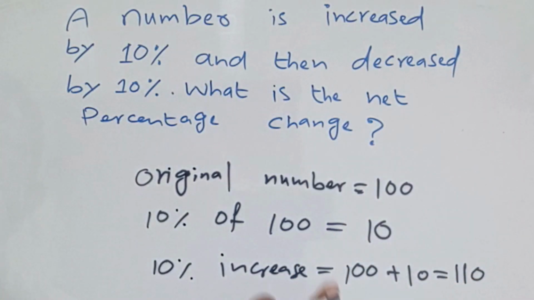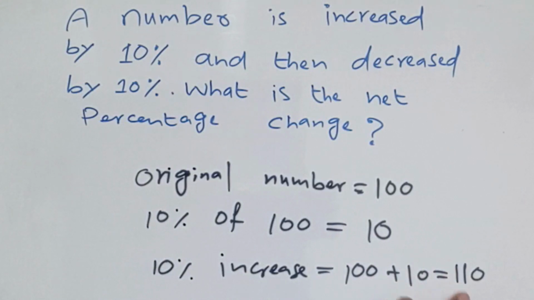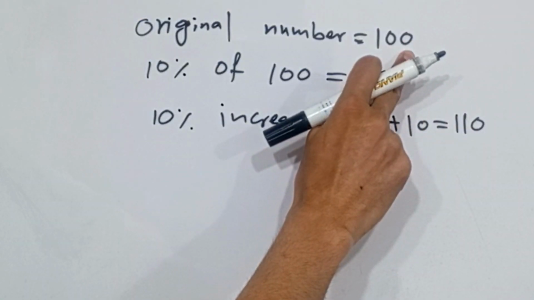Step 4, apply the second change, the 10% decrease, right? Now we decrease 110 by 10%. Important: the 10% decrease is applied to 110, not to the original 100, right?